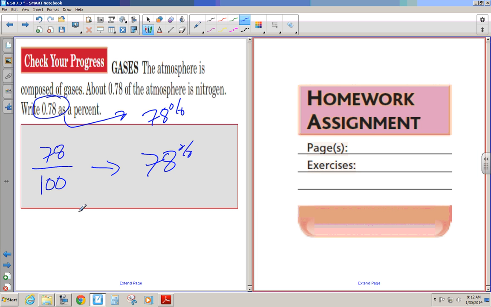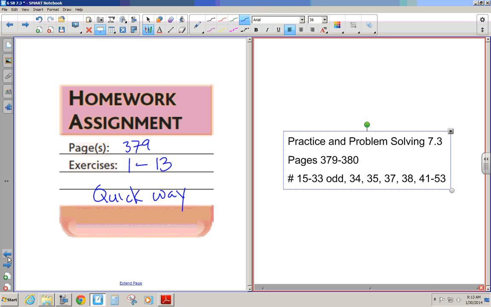All right, you should very easily be able to do the check your understandings from page 379, and it should be exercises 1 through 13. All right, and I would recommend start just using the quick way. That's all you really have to do. And then we will work on these in class. Good luck.